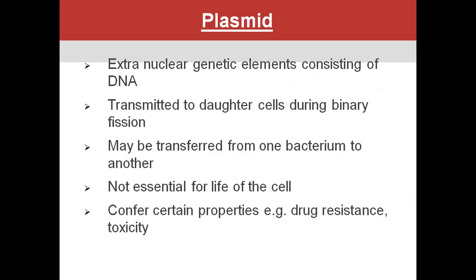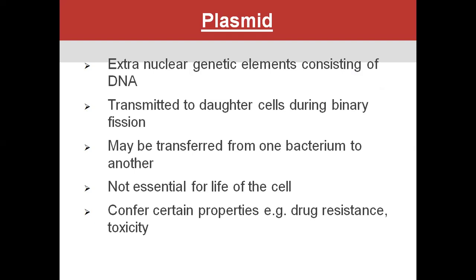Next, plasmid. So what are plasmids? Plasmids are extra chromosomal genetic elements which consist of DNA. They are not essential for the life of the cells, so without plasmids also, these bacteria can survive. Plasmids are transmitted from a mother cell to the daughter cells during binary fission. Bacteria divide by a process called binary fission, and during binary fission the plasmids are transferred from a mother cell to the daughter cell.